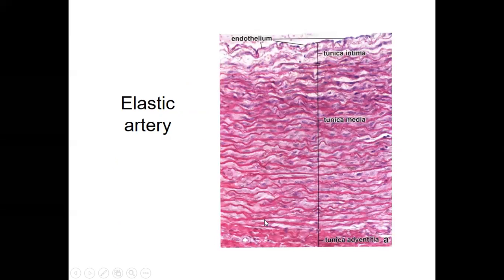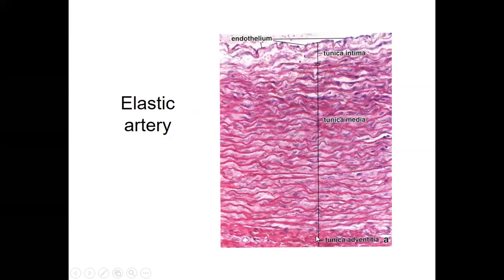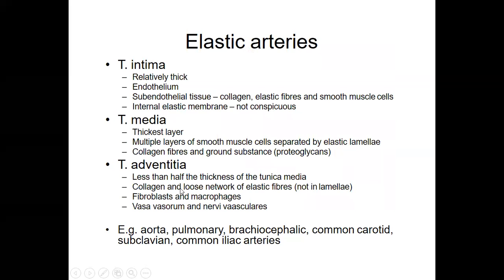And then the tunica adventitia, this is the tunica adventitia. Thin, right? It's less than half the thickness of the tunica media. The tunica adventitia is composed of collagen and a loose network of elastic fiber, and not in lamella. You can see here it's not in lamella compared to the tunica media. In this layer we have fibroblasts and macrophage, and there is a presence of vasa vasorum and nervi vascularis in the tunica adventitia.